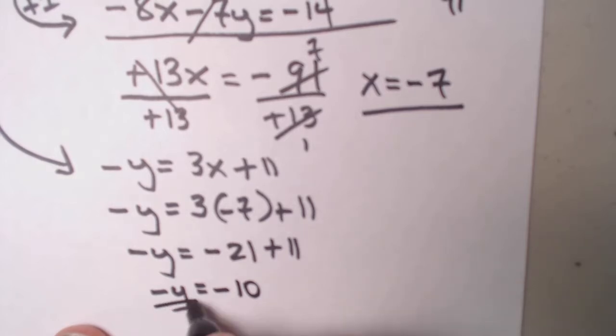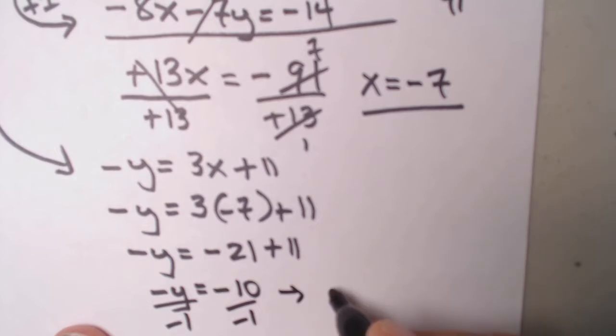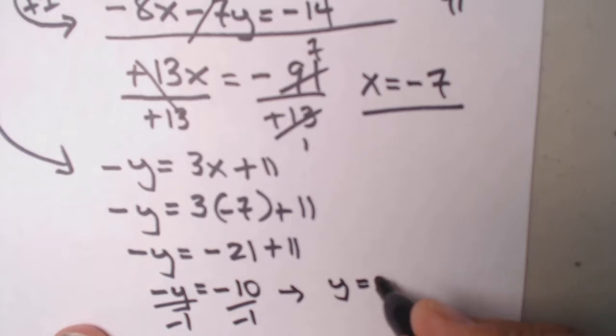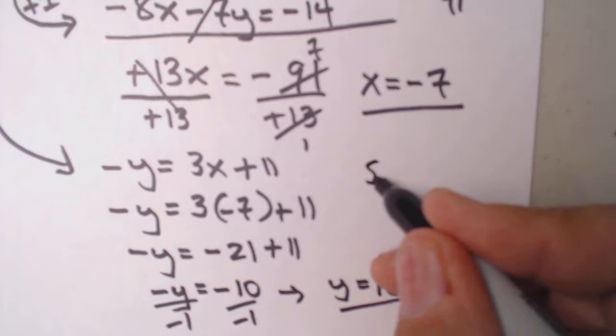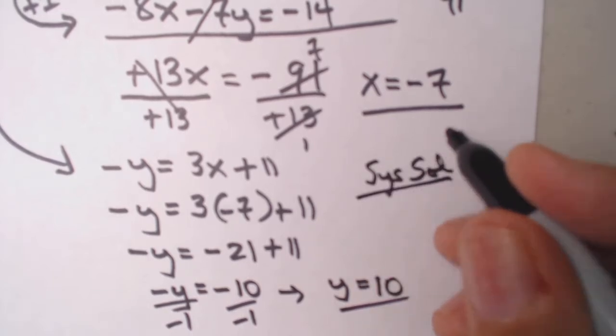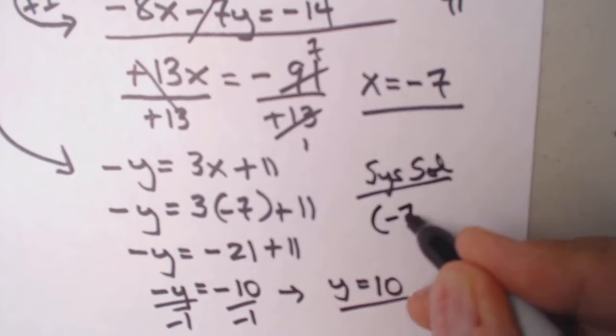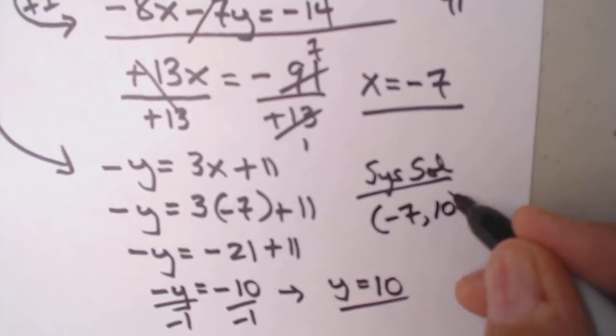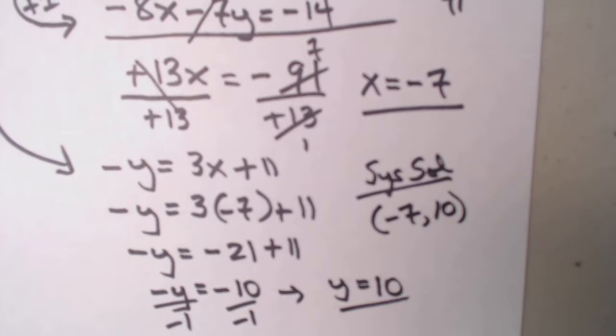Okay, so divide both sides by negative 1 here. And what do we end up with? y equals, the two minuses give me a plus. So it looks like y equals 10. Okay, there's our second solution on this. So what's the system solution? Just both of these guys combined together. The x is negative 7 and the y is positive 10. There's our system solution.